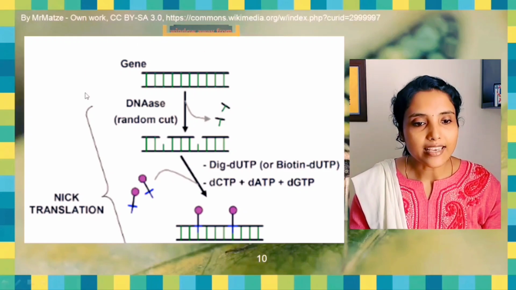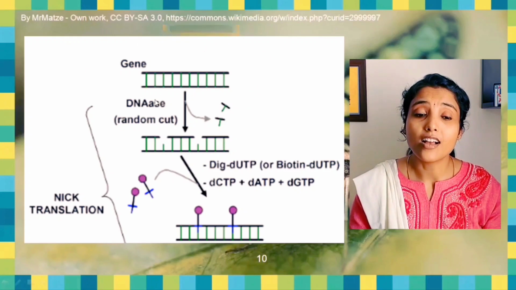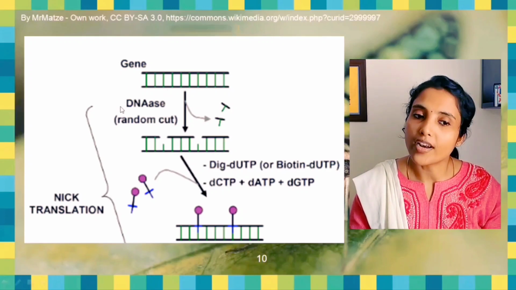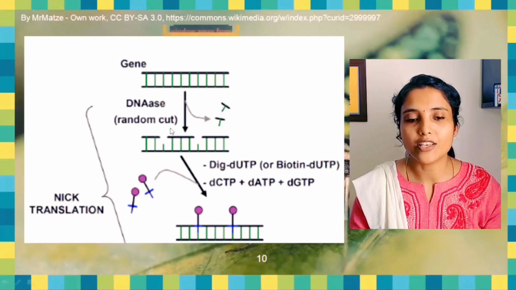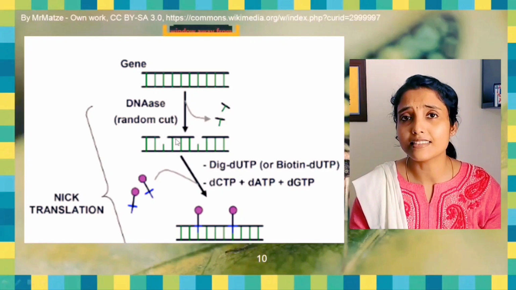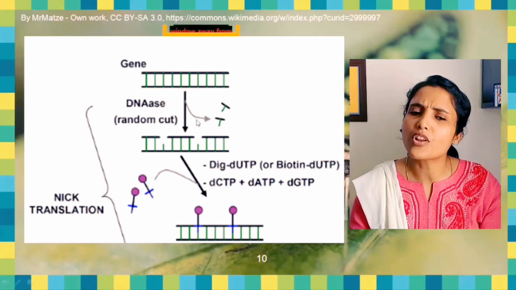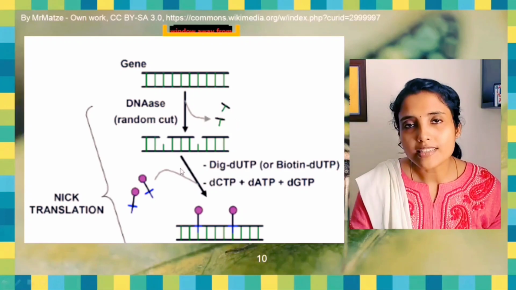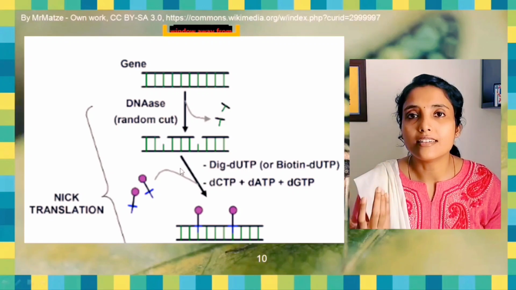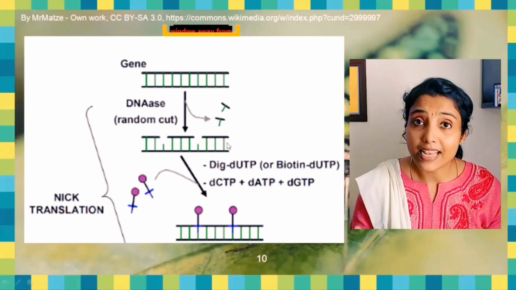Okay, so you take the known gene and we're going to add DNase to it. On addition of DNase, it will create certain nicks in the DNA strand. So you can see over here, right? It is creating certain nicks over here. That means it is removing nucleotides from here. In the next step, depending on whether you want an RNA probe or a DNA probe, you will be adding labeled nucleotides.